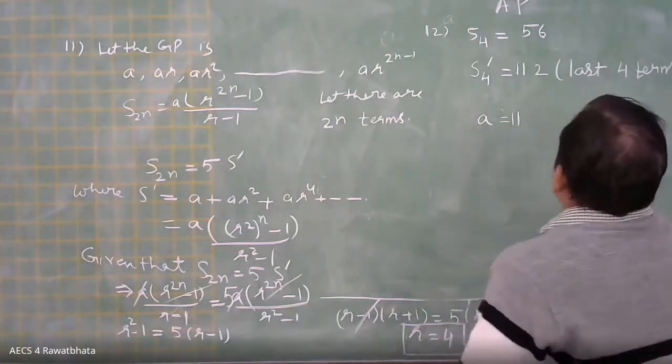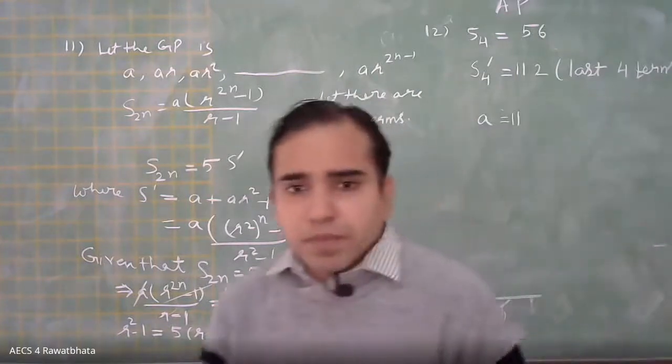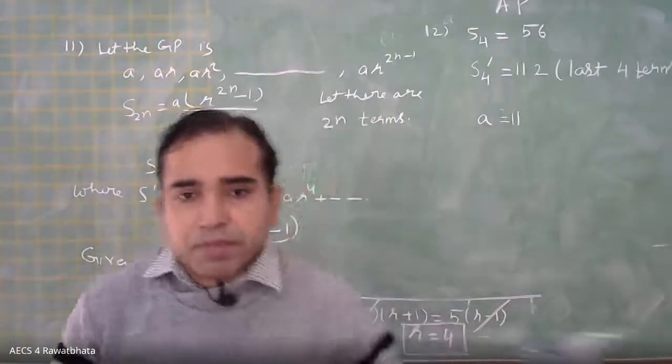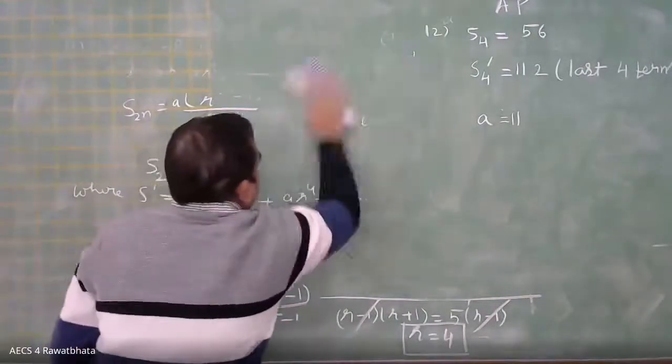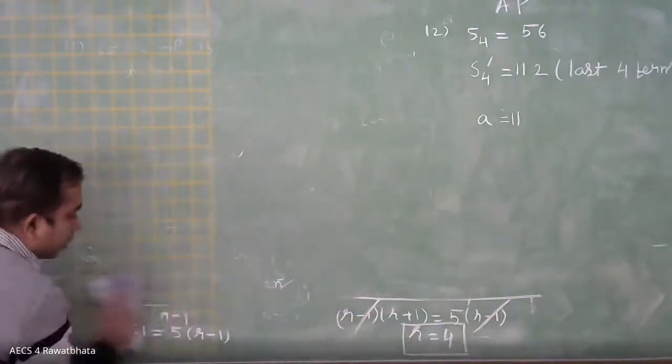So how to do it, students? Can someone tell me? Last four terms is 112. Can someone suggest how to begin? Anyone, students? Help me. How should I do this? How much patience do you people have?